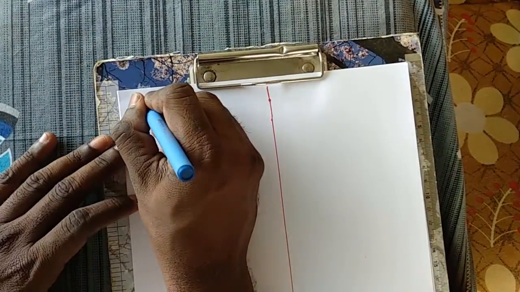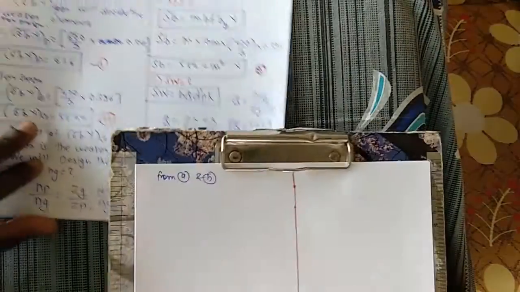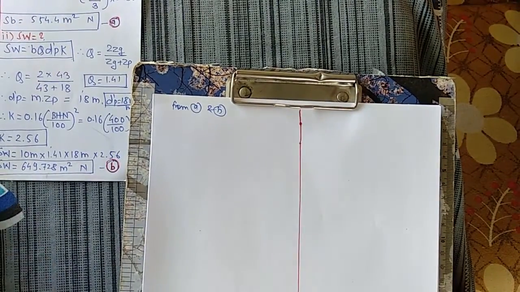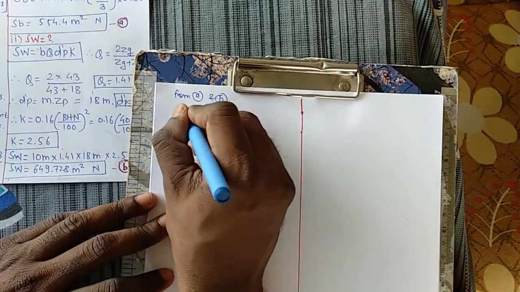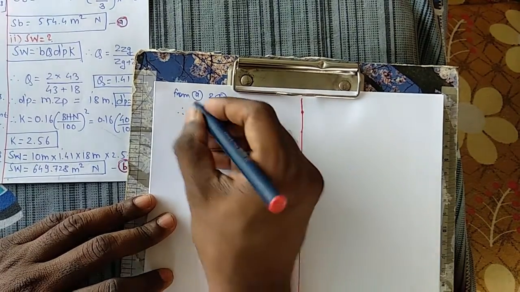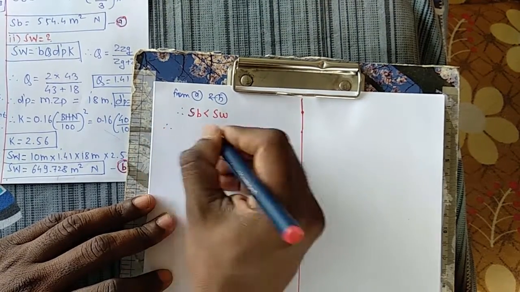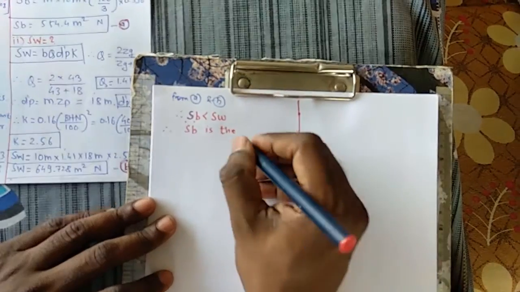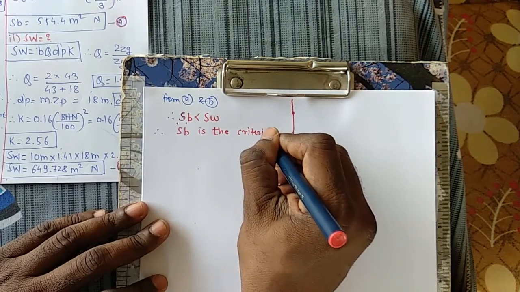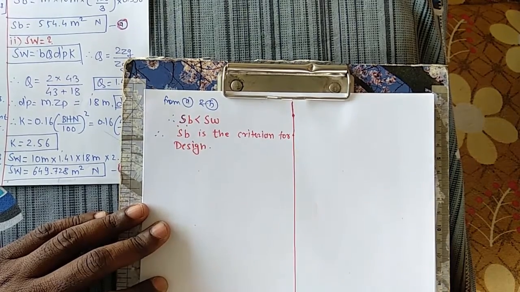So I can write here, from equations A and B, means from these two equations, we can say that we do have two values in front of us right now, SB and SW. So I will say here SB is less than SW. Therefore SB is the criteria for failure, or criteria for design. And we have already done that.